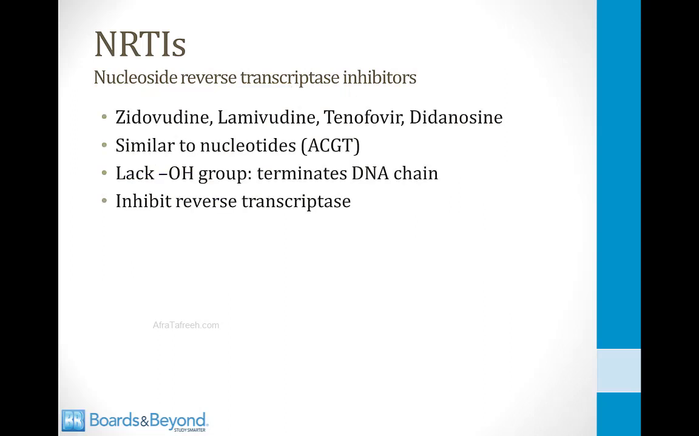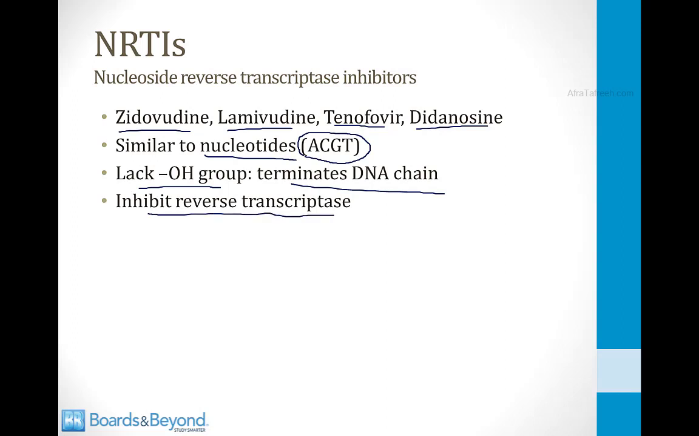The nucleoside reverse transcriptase inhibitors include drugs like zidovudine and lamivudine and tenofovir and didanosine. And all of these have chemical structures that are similar to the nucleotides, so they look like the A, C, G, and T building blocks of DNA. However, all of them lack the OH group through which the different nucleotides attach to one another. I'll show you a picture of that in a minute. This means that once one of these drugs is incorporated into a growing DNA chain, it terminates chain elongation. As a result, reverse transcriptase can't work anymore and it becomes inhibited.